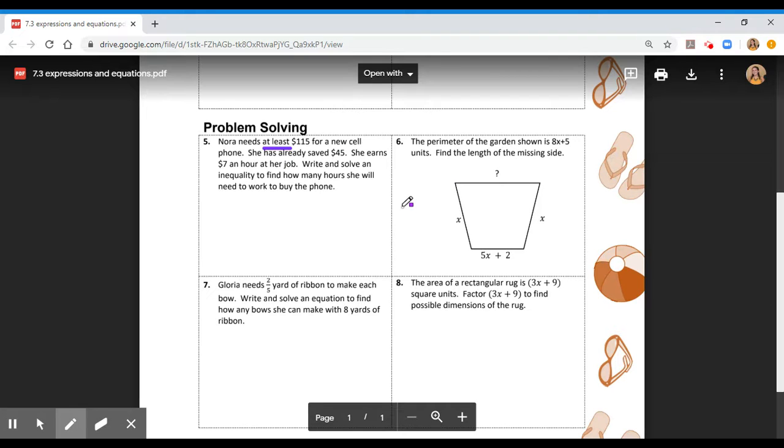Number 6, the perimeter of the garden, so the sum of all the sides all the way around is 8x plus 5 units. We want to find the length of the missing side. So if we add up all three of these, what's missing, that would get us to 8x plus 5. We do not need to figure out what x equals.